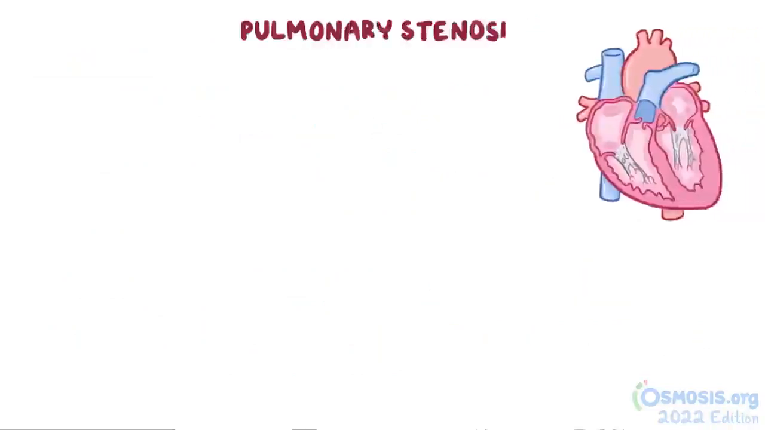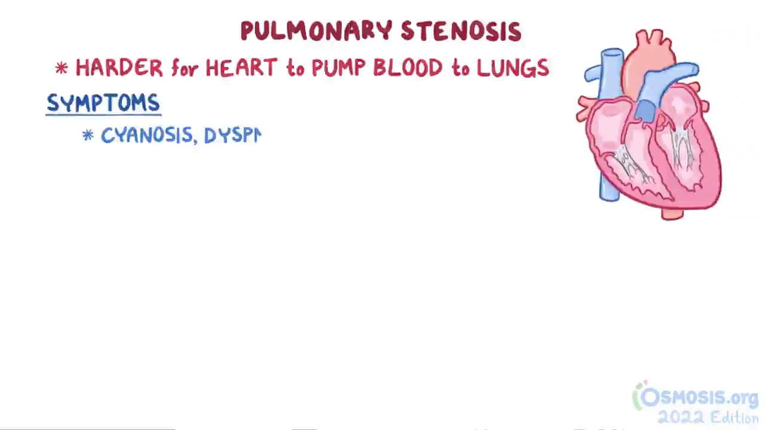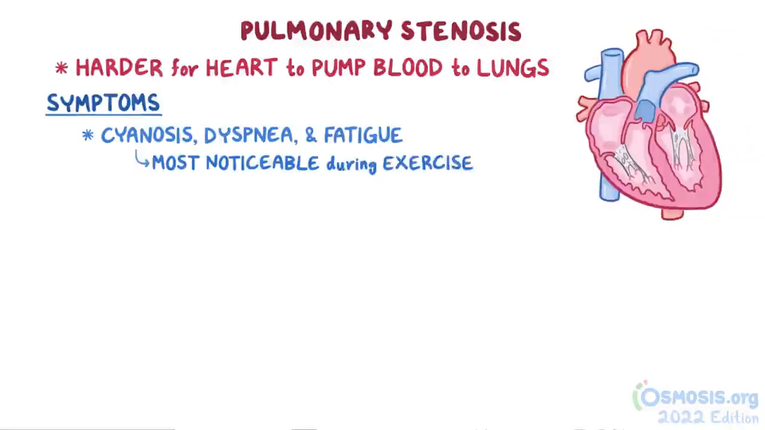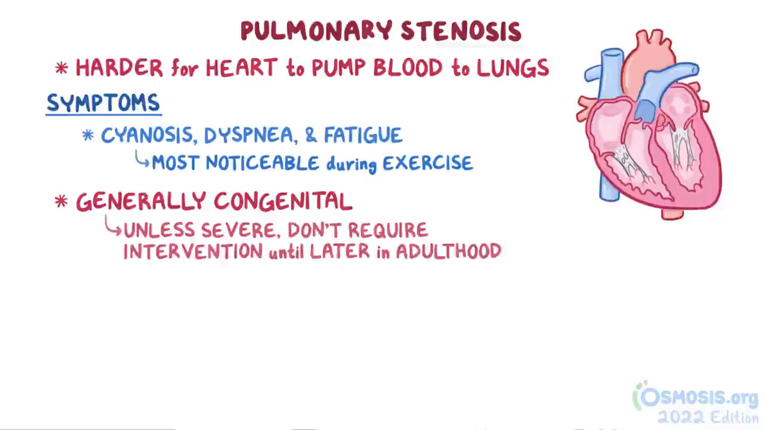Finally, there's the pulmonary valve. Pulmonary stenosis makes it harder for the heart to pump blood to the lungs, and that causes symptoms like cyanosis, dyspnea, and fatigue, which are most noticeable during exercise. Pulmonary stenosis is generally congenital, but unless the degree of stenosis is severe, individuals with pulmonary stenosis usually don't require intervention until later in adulthood.